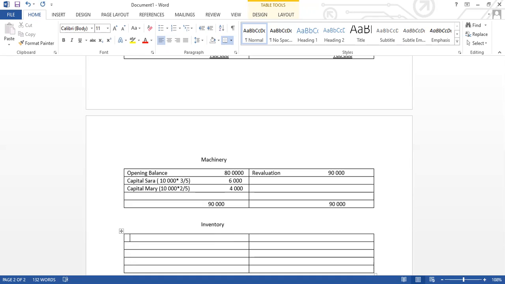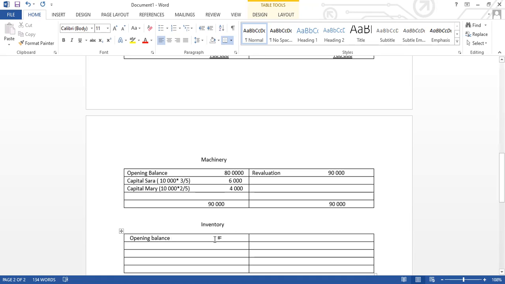So we are moving on to our next asset, which is inventory. So the opening balance. And then probably some of you are wondering why we are writing the opening balance on the debit side. Please take note that opening balances of our assets are always on the debit side. That's why you are seeing opening balances on the debit side. They can never be on the credit side. So just take note of that.